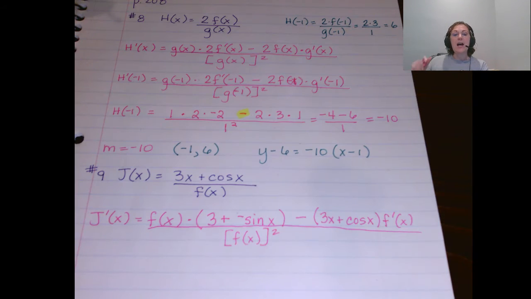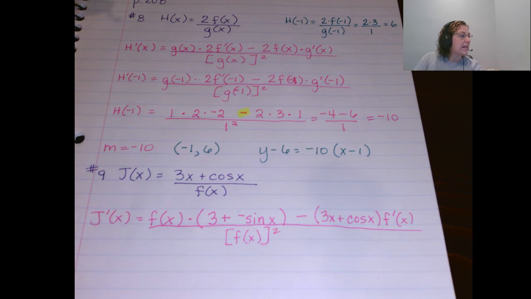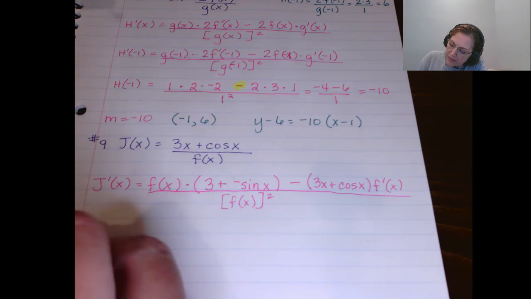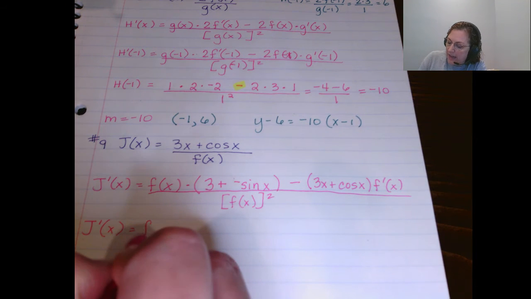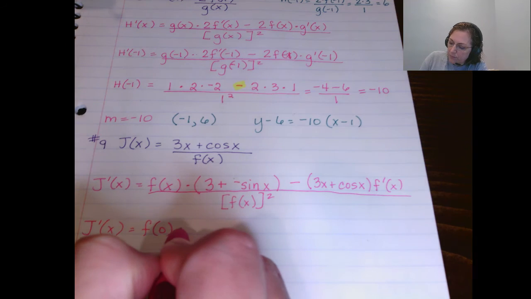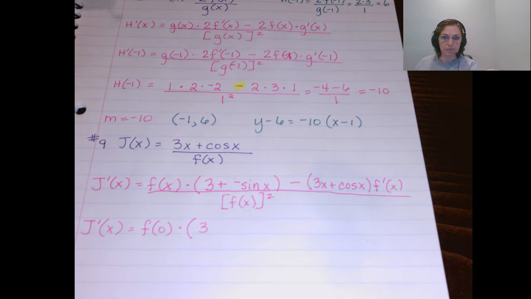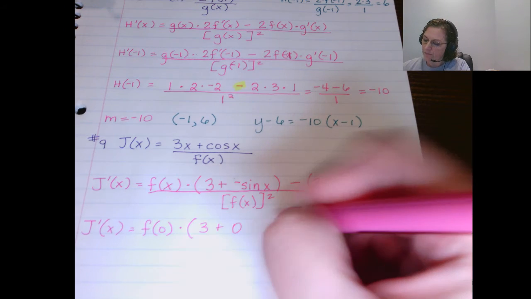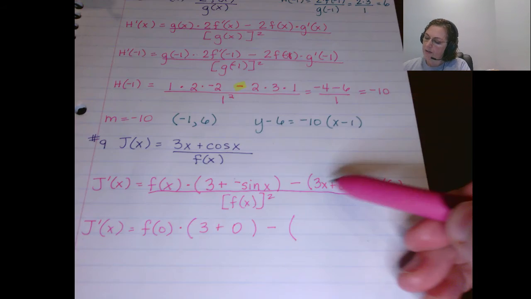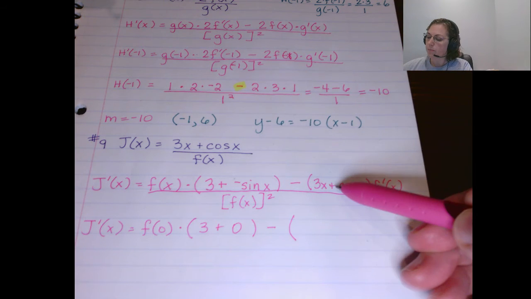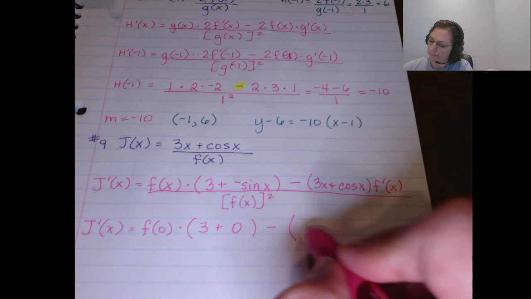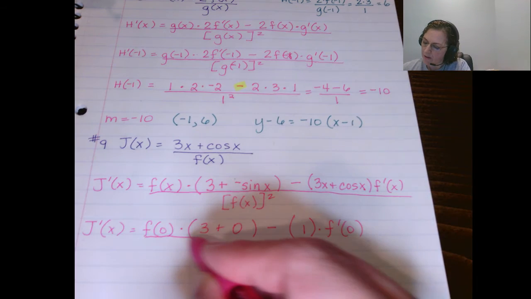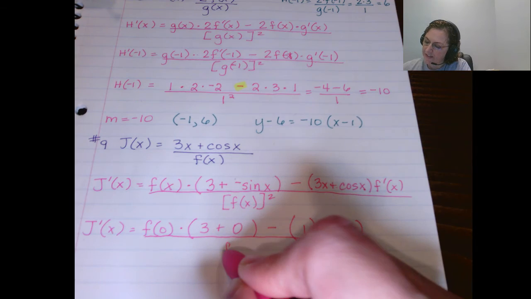Okay, now we were doing this at the value of 0, so we're going to put the zeros in there. Watch my trig functions at those values. Think about your unit circle. Sine of 0 is 0, minus, then 3 times 0 is 0, plus cosine of 0, which is 1. And I've got f prime of 0 there, all over f of 0 squared.